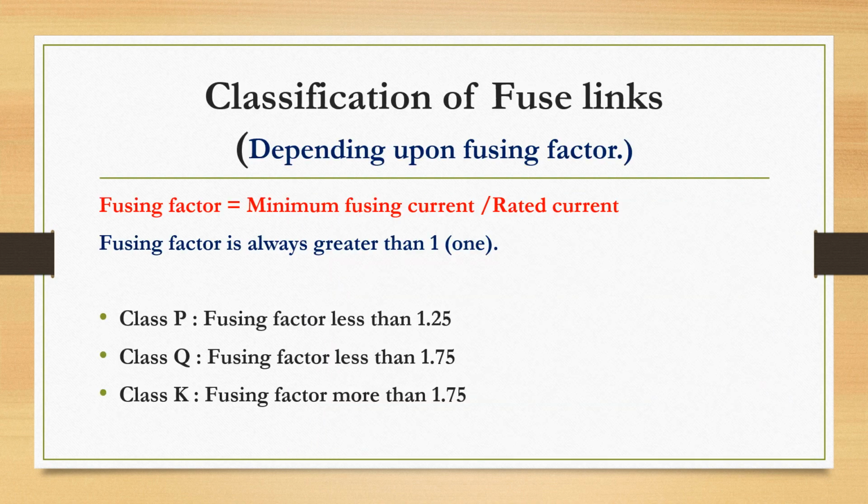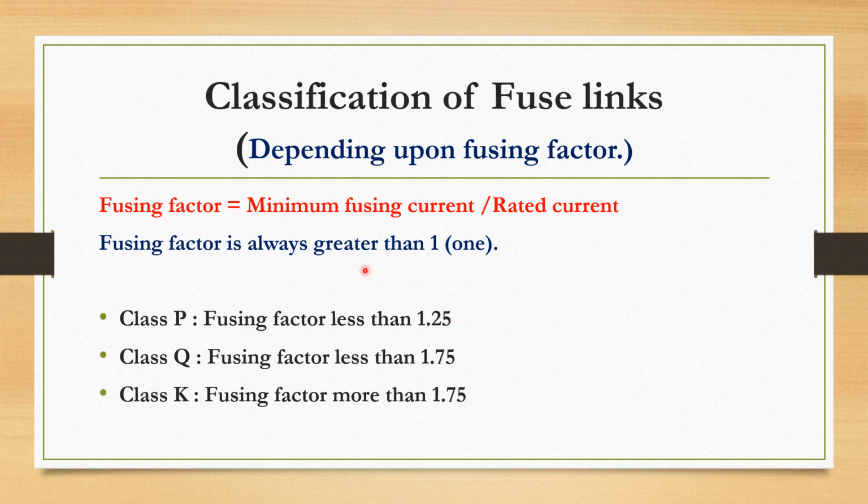The next point is classification of fuse link. Depending upon fusing factor, fuse links are classified. So let's start with the term fusing factor. It is the ratio of minimum fusing current to rated current, and minimum fusing current is always greater than rated current. Fusing factor is always greater than 1.